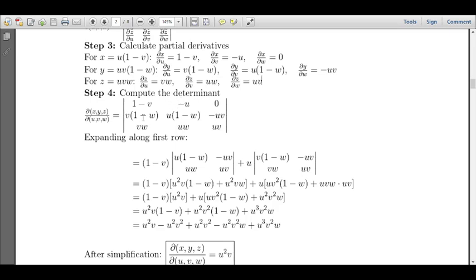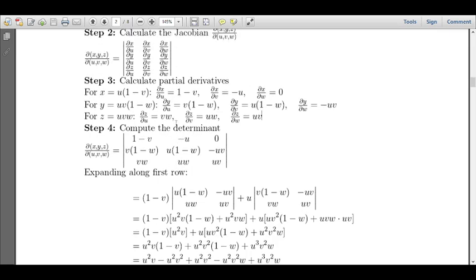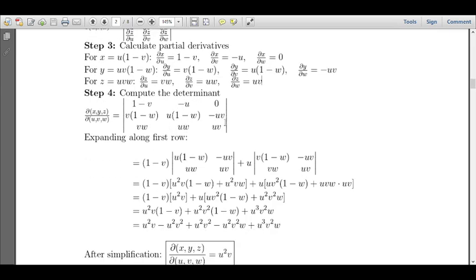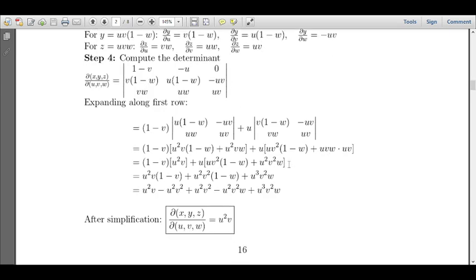So compute the determinant. Substitute all these terms here. Expand the determinant by the first row. So 1 minus v into, remove the first row and first column, so this is 1 plus minus of minus, plus u into, remove the first row and second column, write down the second order determinant.